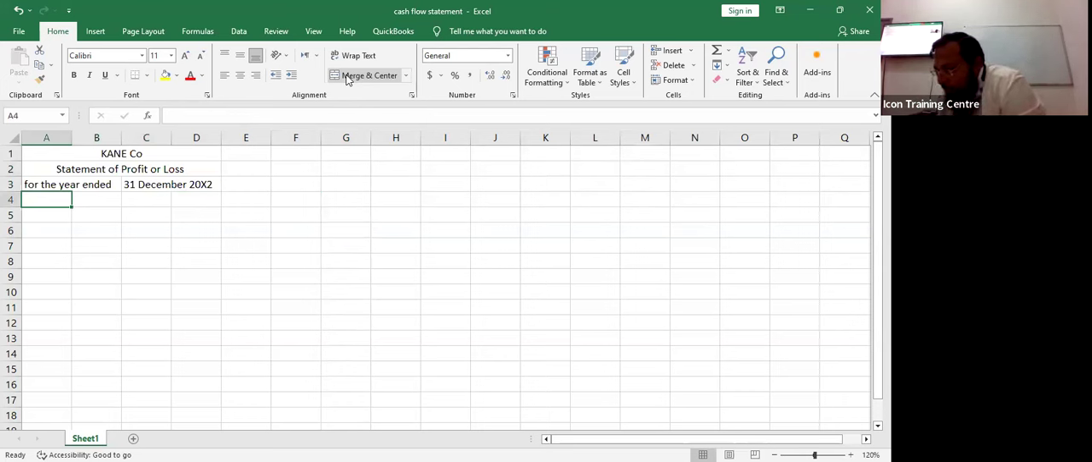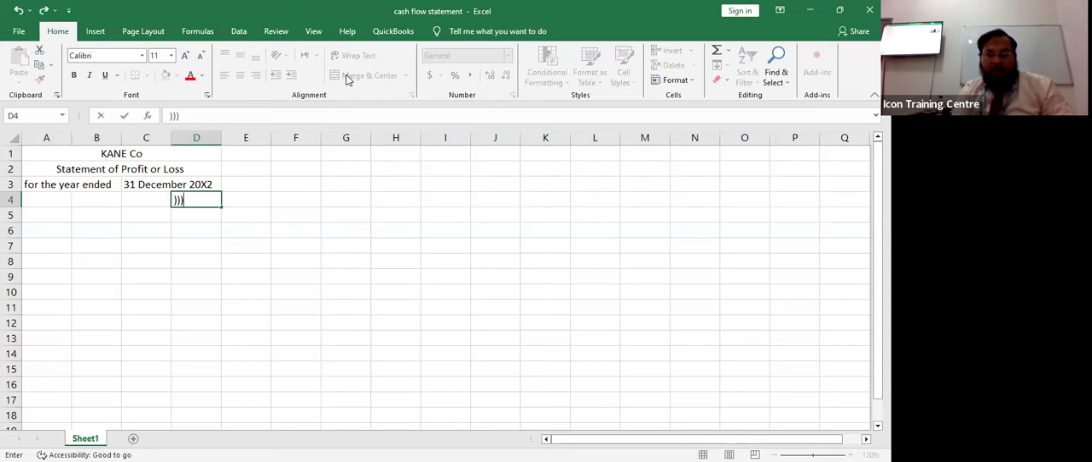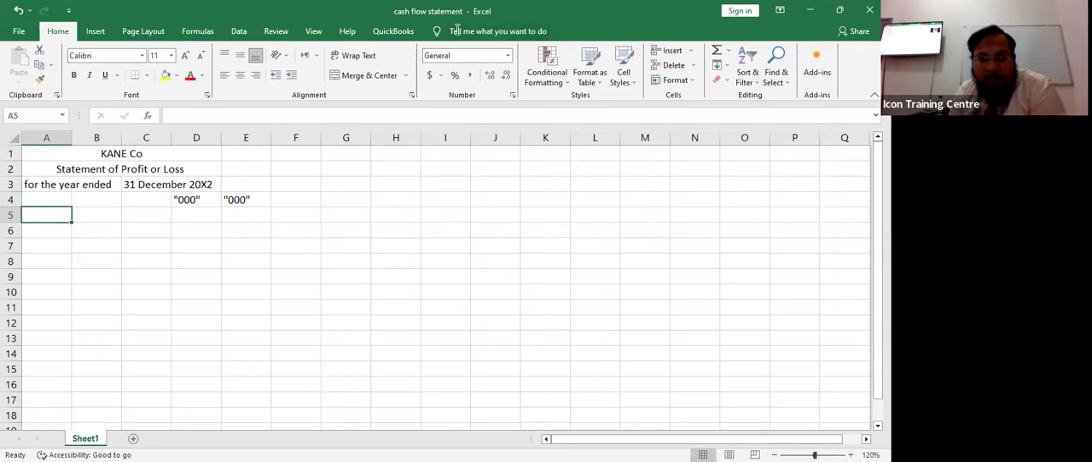In the financial statements, they have given you the values in thousands. So you can see 000, again 000. So it means they are presenting it in thousands. Assalamu alaikum.